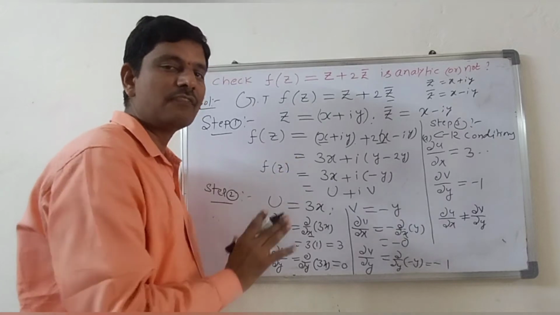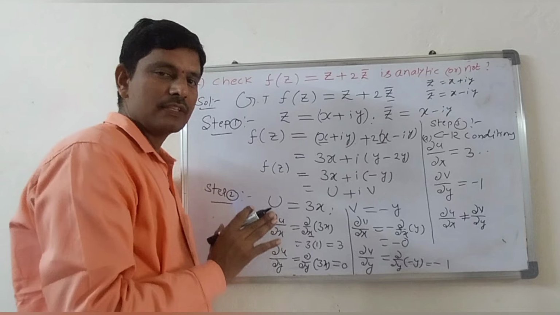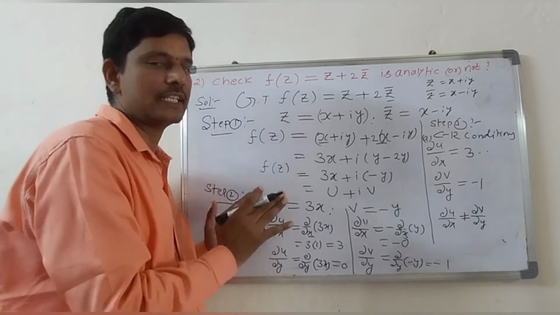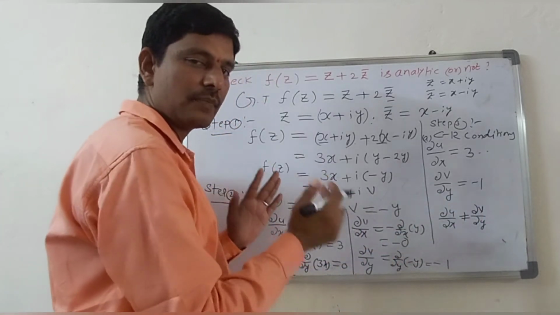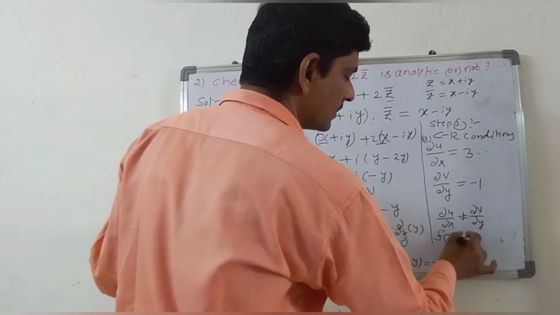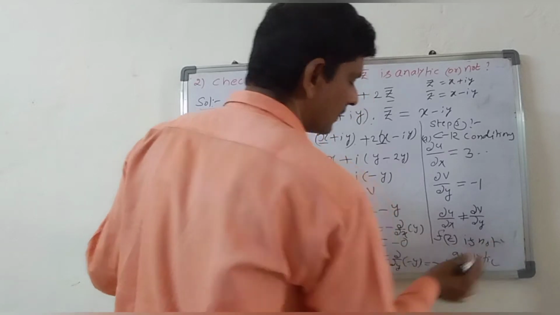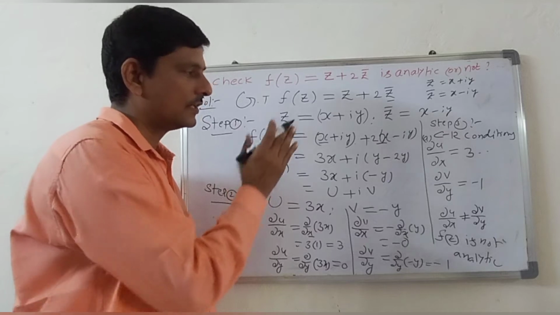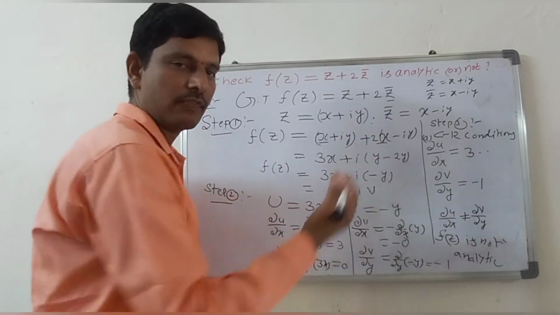If the first condition fails, then there is no need of going to the second condition. If the function has to be analytic, both conditions must be satisfied. Here the first condition fails, that means the Cauchy-Riemann equations are not satisfied. Therefore, f of z is not analytic. Clear? If this type of problem is asked for 10 marks, it is very easy to do. Just verify the Cauchy-Riemann conditions. Here the first condition failed, therefore the function is not analytic.